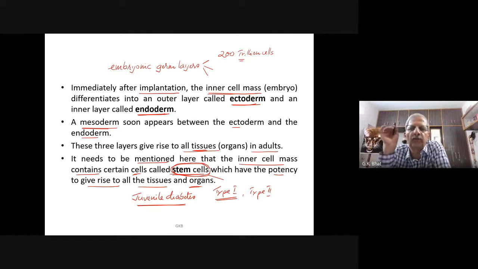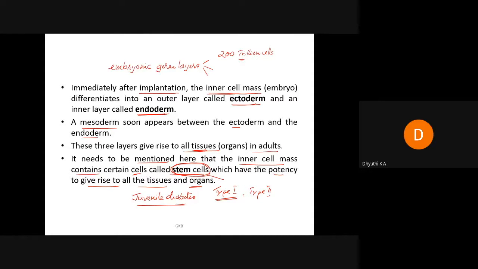Jyoti, coming back to mesodermal derivatives. Sir, it's notochord, skeletal system, muscular layer of stomach and intestine, and then circulatory and lymphatic system, then excretory system, muscular system.